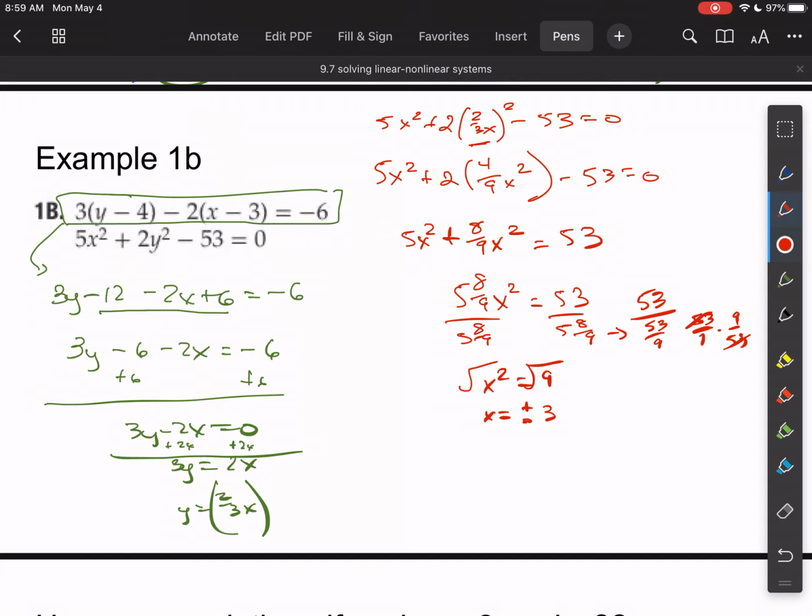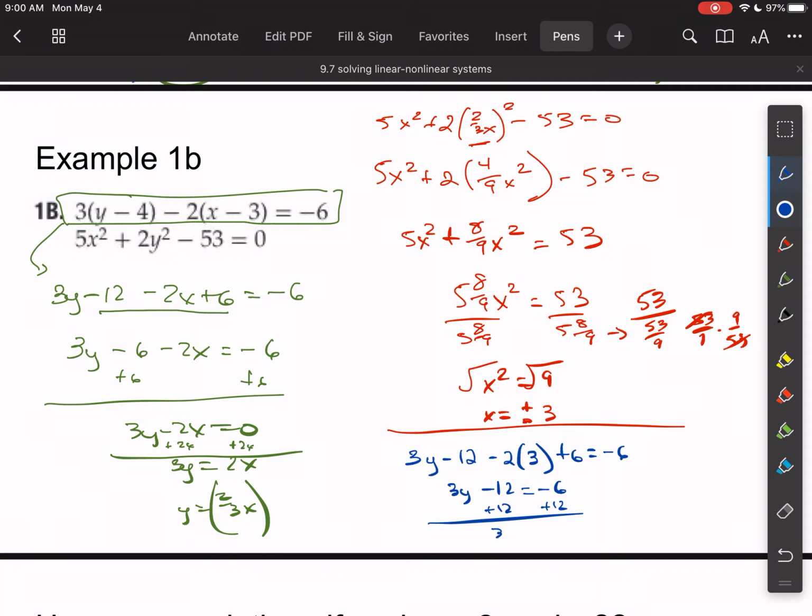Okay, so now I have to consider plugging in plus or minus 3. So let's go on to my next step, final step, substituting back in. I'm going to choose the top equation there to substitute back in. So let's do this. 3 times, well, I can still distribute it out. 3y minus 12, minus 2 times positive 3 plus 6 equals negative 6. When I do this, I get 3y, negative 12 minus 6 is negative 18, plus 6 is negative 12, equals negative 6. Add 12 to both sides. 3y is equal to 6, therefore y is equal to 2. So when I plugged a positive 3 in, I got a 2.